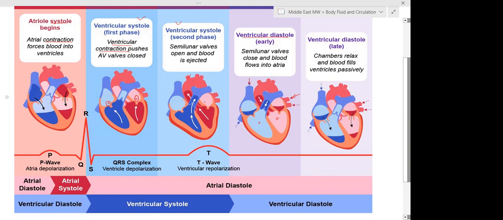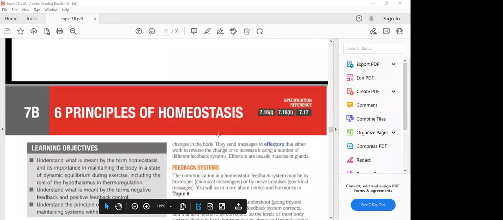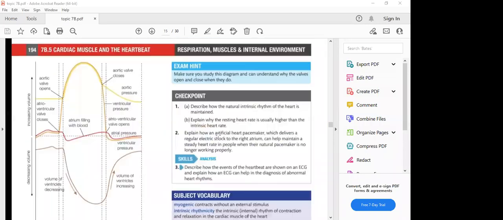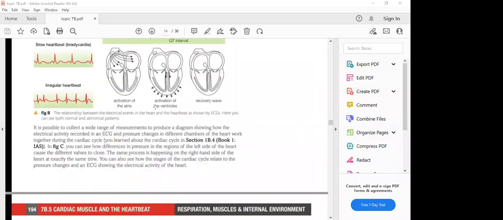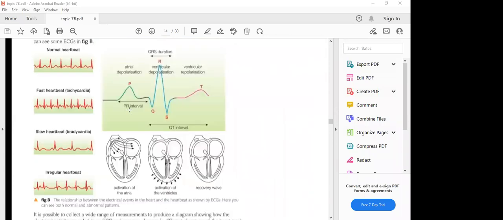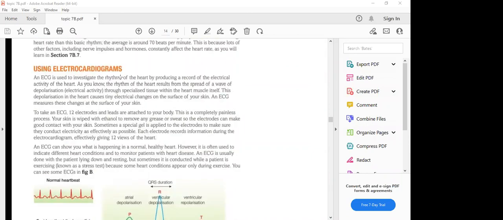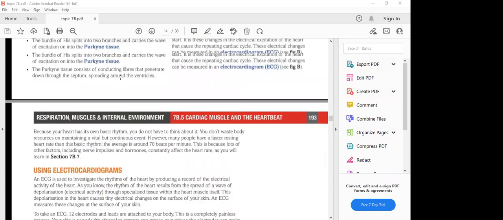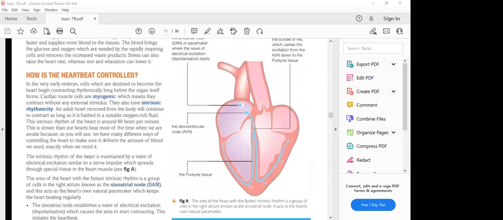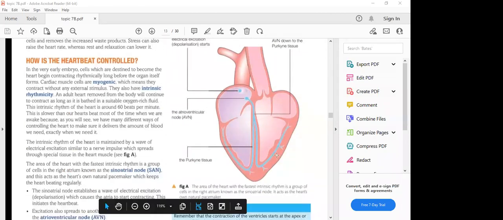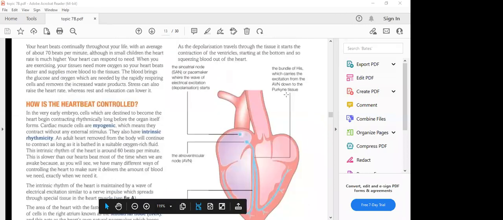Okay. Take this screenshot. Done, sir. Done? Yeah. Now come again to your PDF, what it says. The same thing is given. Purkinje fiber and all that. This one, QRS complex, P wave. Same thing. This is called electrocardiogram. So this we have gone through. This one, SA node, AV node, Purkinje fiber, Purkinje tissue, all that.